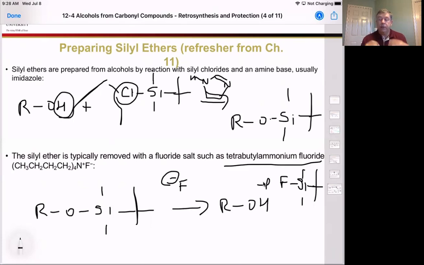Okay, so we can use that salt to regenerate our alcohol that we protected after we've done whatever other reaction we want to do on the rest of the chain. Okay, so that concludes our Chapter 12, Section 4, Reactions with Organometallics, Limitations and Protection Strategies for doing reactions on just the carbonyl compounds you want to react.